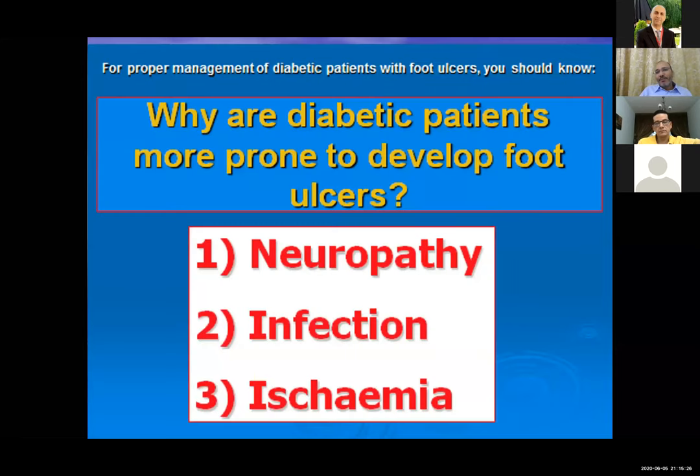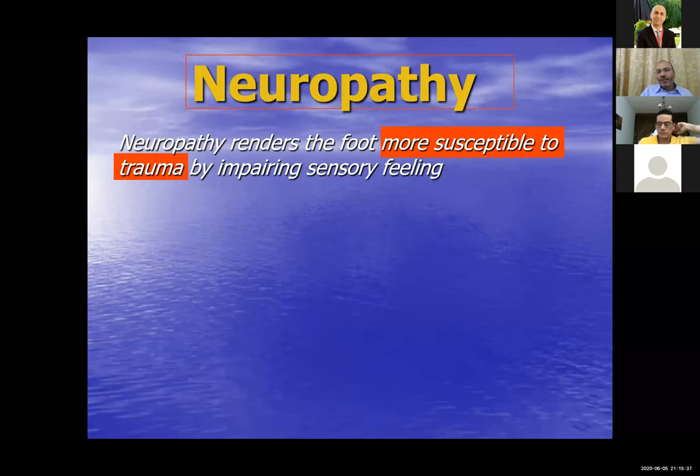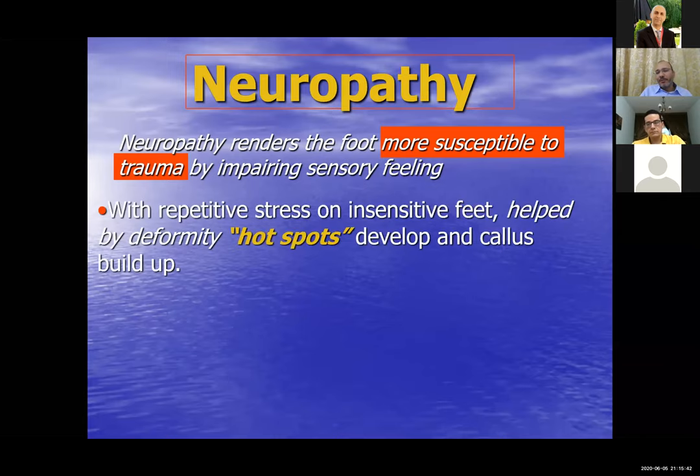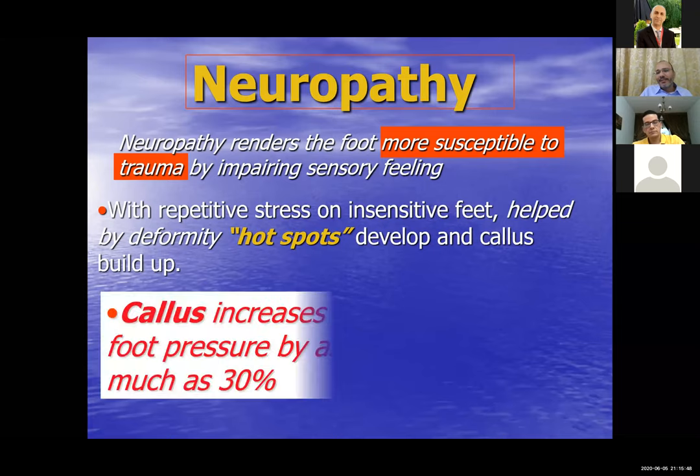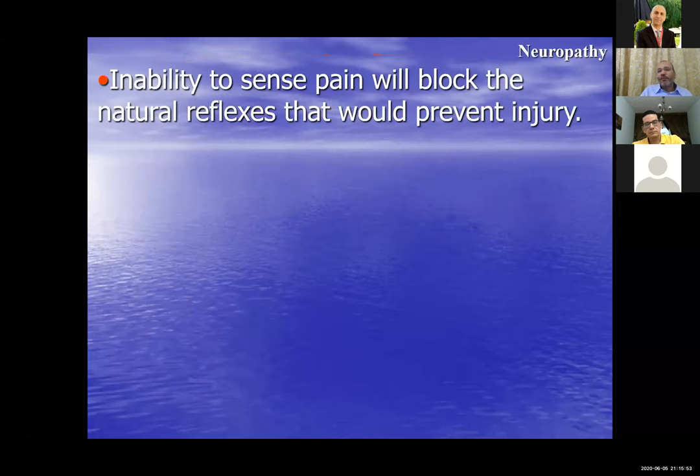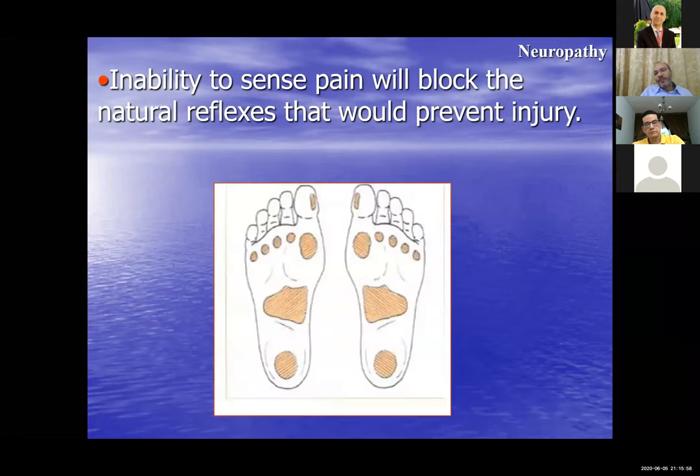So why are patients with diabetes more prone to develop ulcers? There are three main factors: neuropathy, as we said, infection and ischemia. For neuropathy, the patient is susceptible to trauma because of loss of sensation, and with disturbance of the pressure areas there will be hot spot development and callus development. The callus will increase the pressure over some areas to more than 30% of the normal pressure, and with lack of sensation, there will be repeated trauma to the foot. This is the pressure area that happens in the diabetic foot.